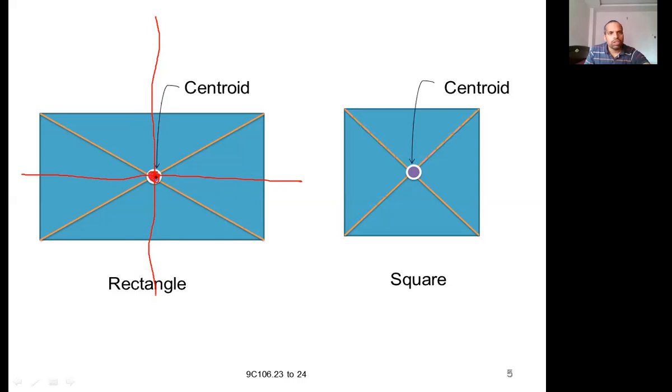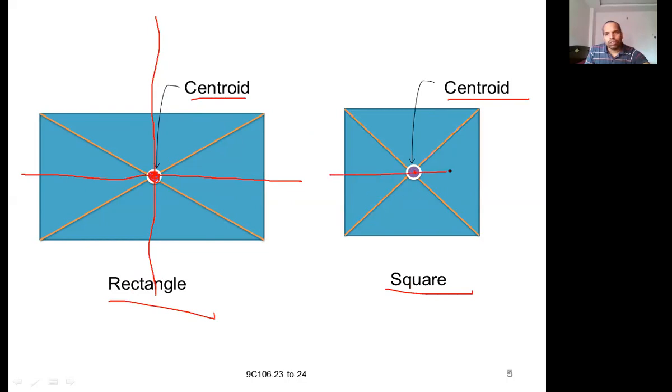If you draw both, then they will intersect at one point. That is nothing but the centroid of the rectangle. Right. Next one is square. A square is nothing but this, and if you join these two diagonal points again, just like your rectangle, they will intersect at one point, right? So that is nothing but your centroid for the square.